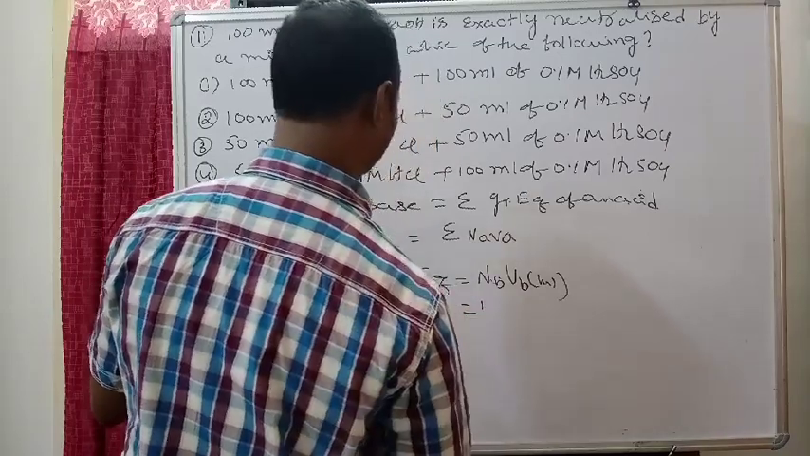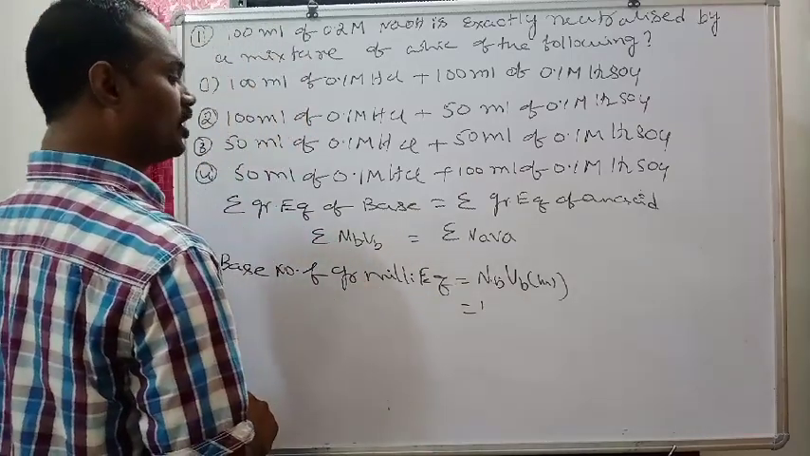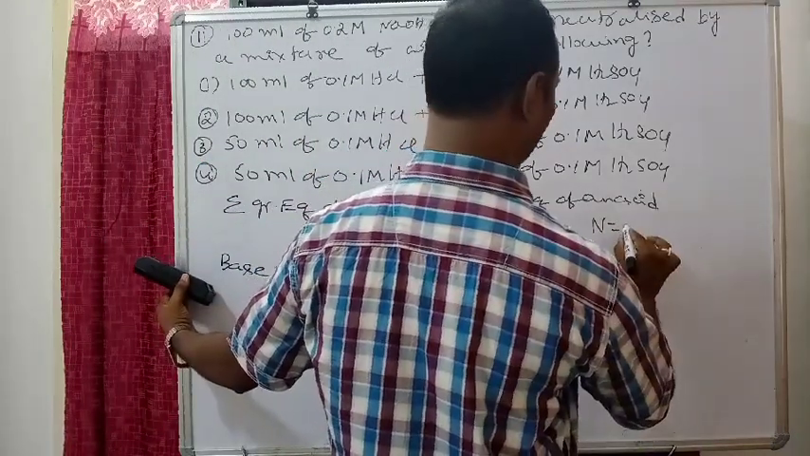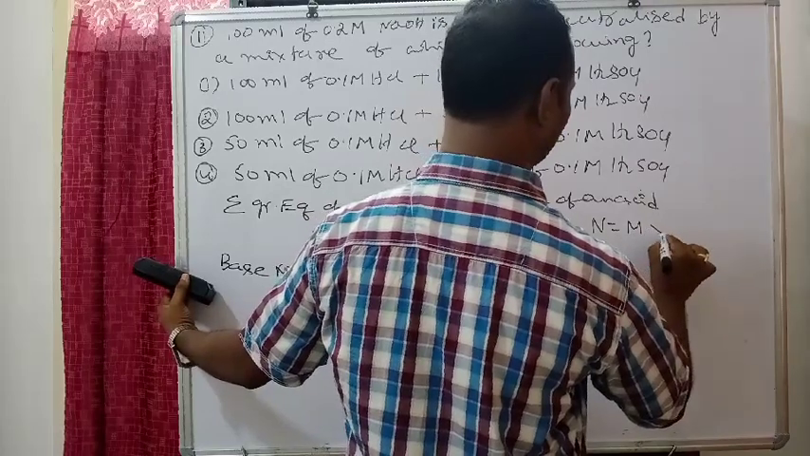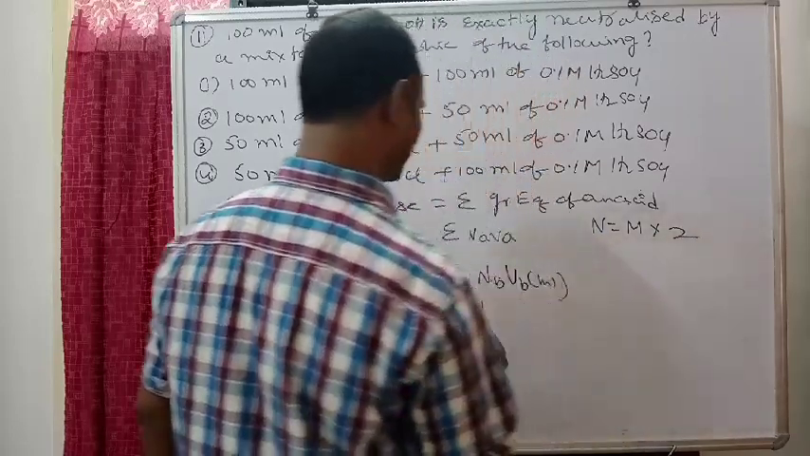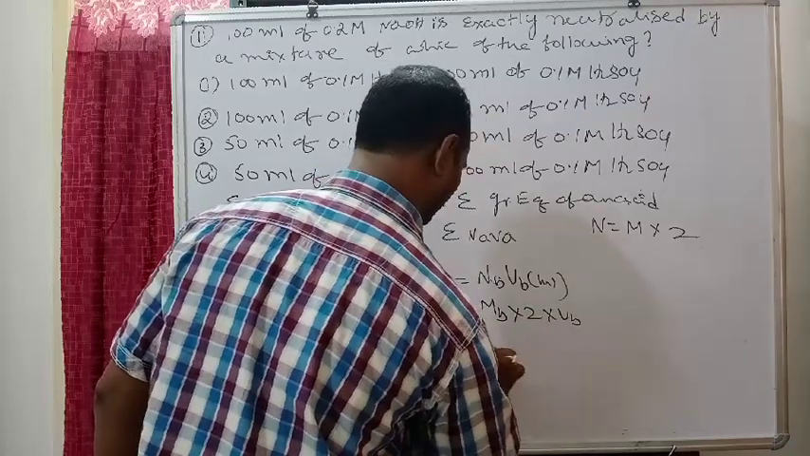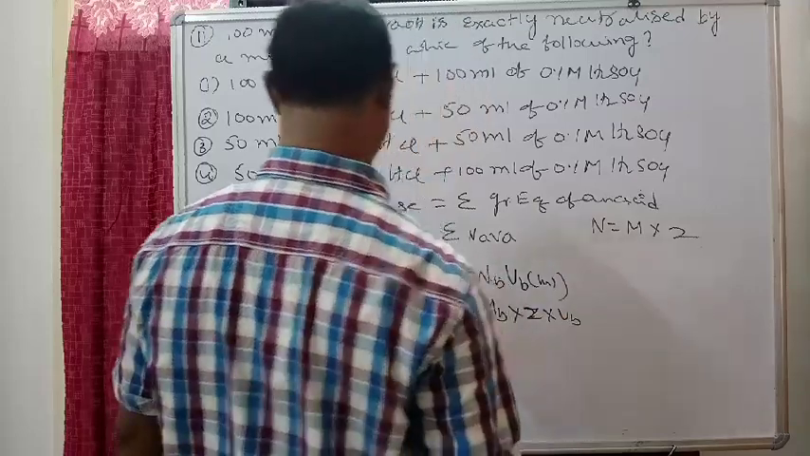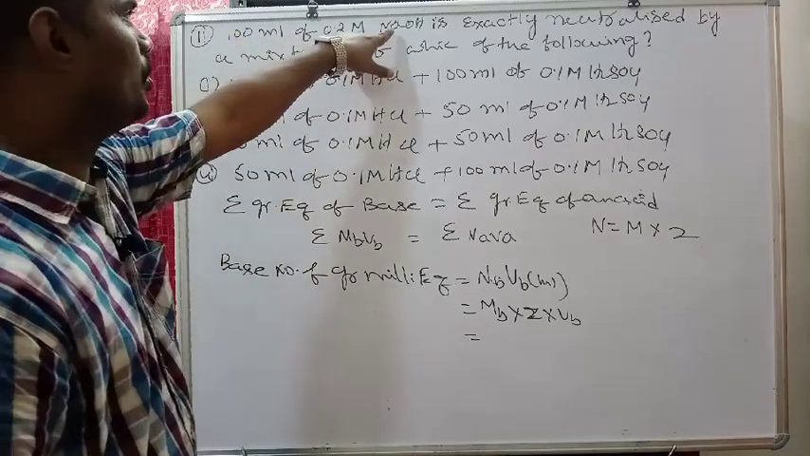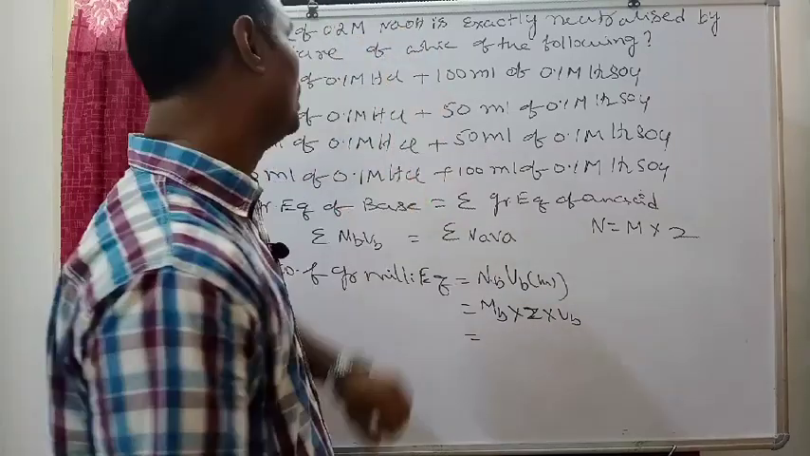Normality here, sir, is not given, so in the place of normality we can use molarity. What is the relation? Normality is equal to molarity into valency factor, simply denoted with Z. So in the place of this, molarity of base into Z into volume. Here Z means valency factor. For base, what can we take here? NaOH, how many OH minus can it release? One NaOH releases one OH minus.